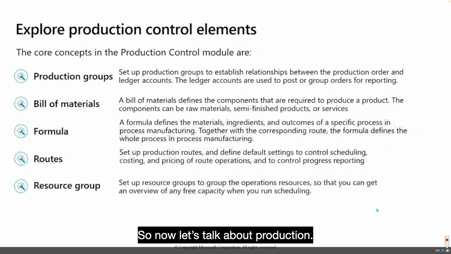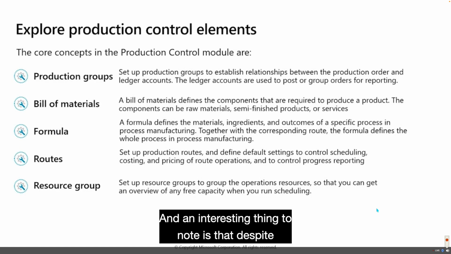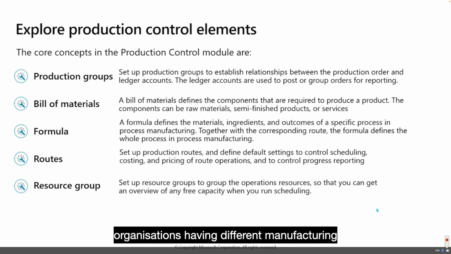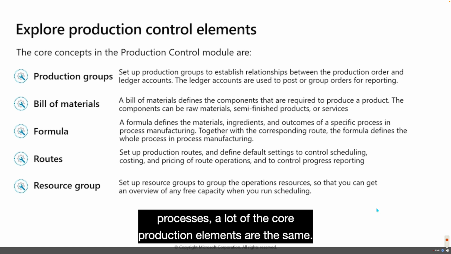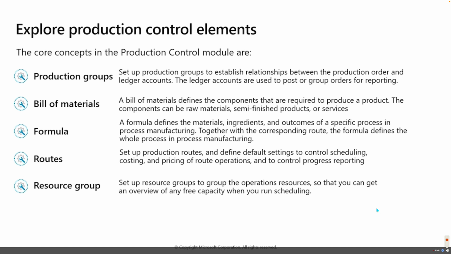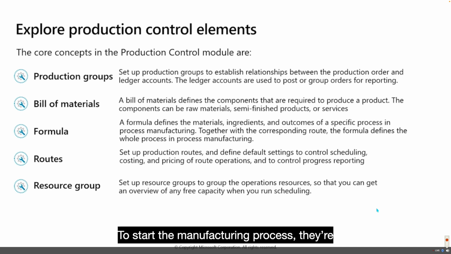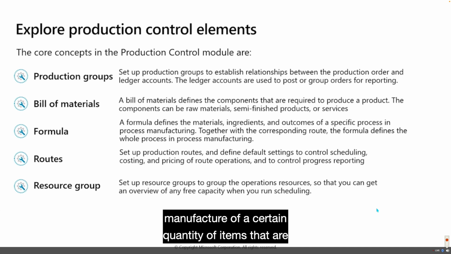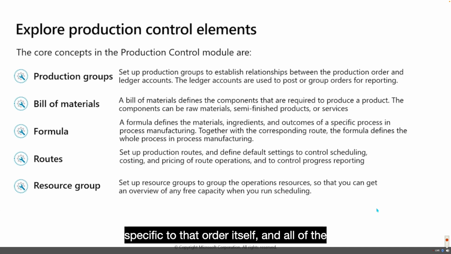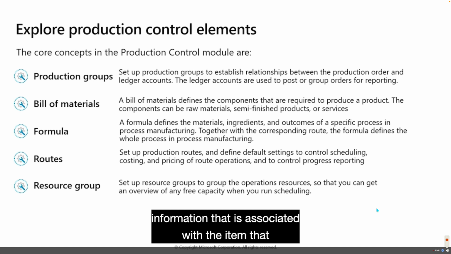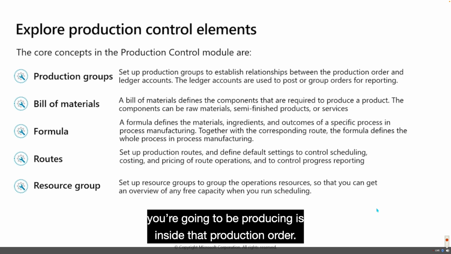So now let's talk about production. And an interesting thing to note is that despite organisations having different manufacturing processes, a lot of the core production elements are the same. To start the manufacturing process, they're going to need to create a production order. And this is basically a request to start the manufacture of a certain quantity of items that are specific to that order itself, and all the information that is associated with the item that you're going to be producing is inside that production order.